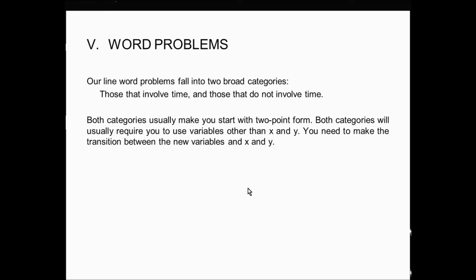Okay, both categories usually make you start with two-point form. I don't think I have a single one where you don't start with two-point form. Both categories will usually require you to use variables other than x and y. You need to make the transition between the new variables and x and y.